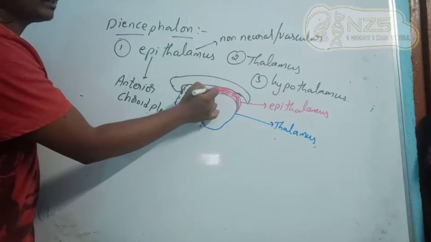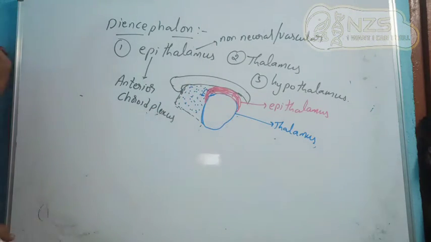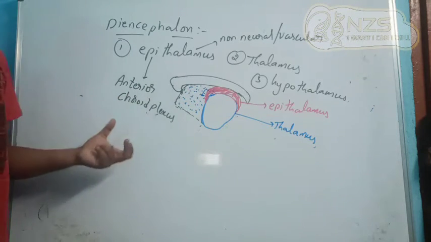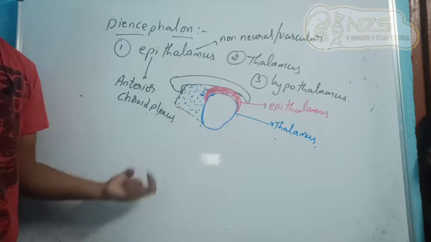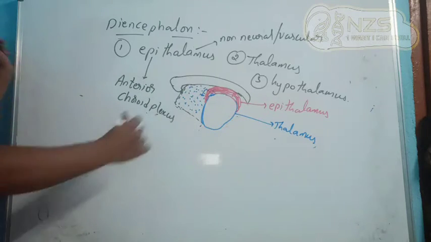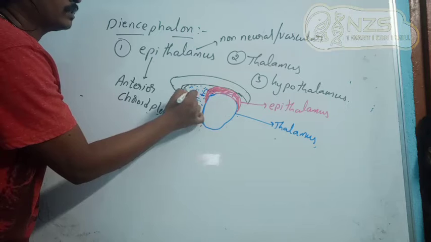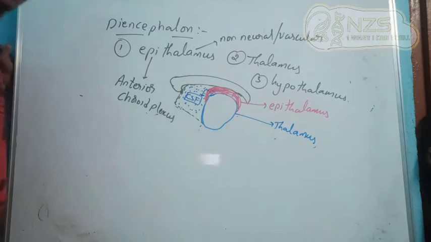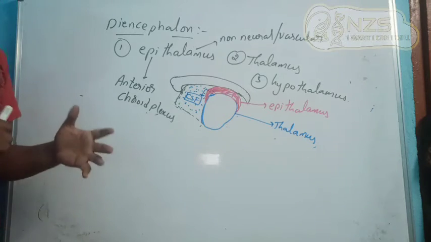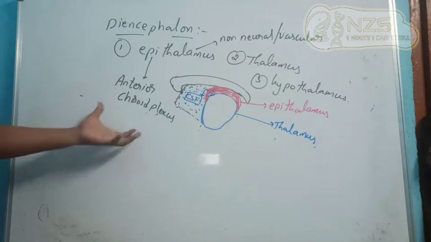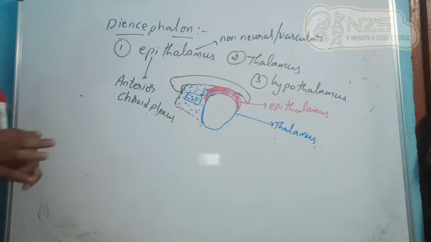So from this epithalamus, which is forming the anterior choroid plexus, from this anterior choroid plexus the fluid will ooze out. The CSF will ooze out. To be exact, what is this? This is the CSF. So the CSF oozes out of the epithalamic portion, which is called the anterior choroid plexus.